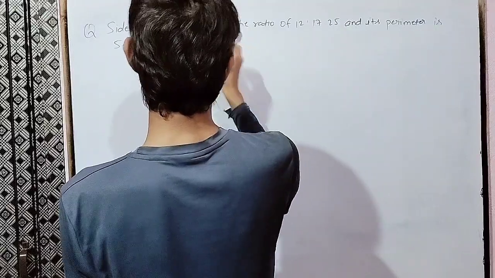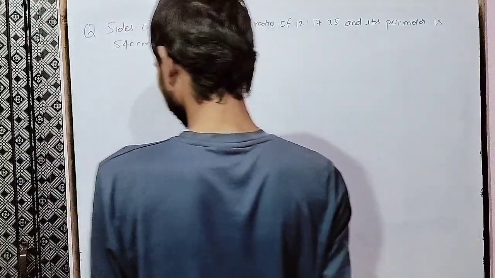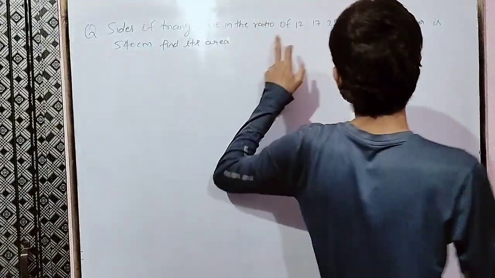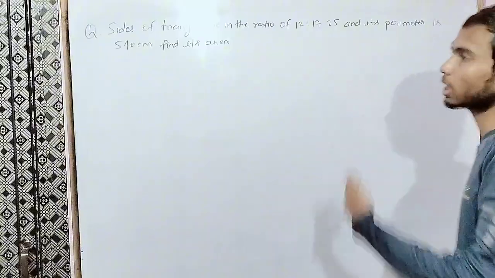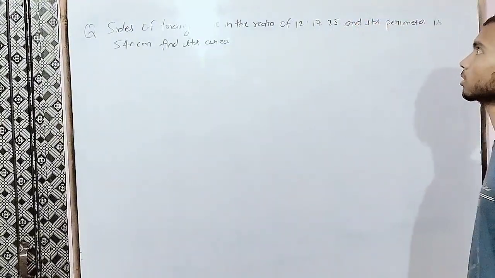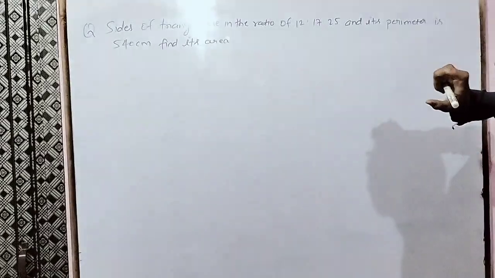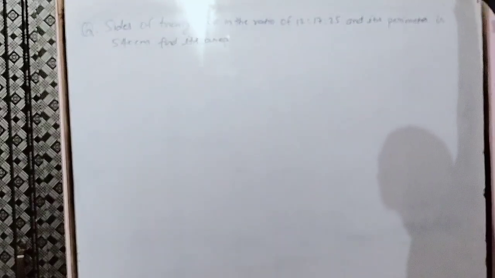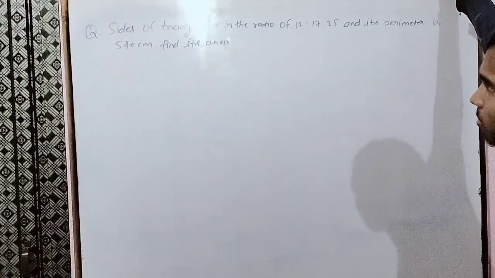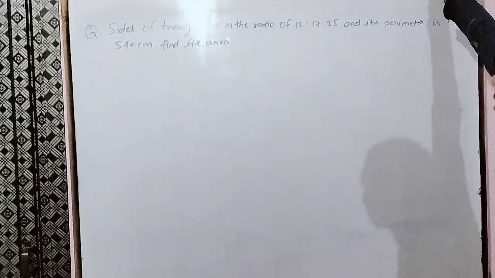You solve a question after understanding the question. Now we have this question. What is it saying? Sides of a triangle are in the ratio. When it comes to ratio, then we will apply a variable, because ratios are not exact numbers. The ratio is not exact, rather it is in simplest form, in lowest form, and its perimeter is 540 centimeters. Then find the area of the triangle.